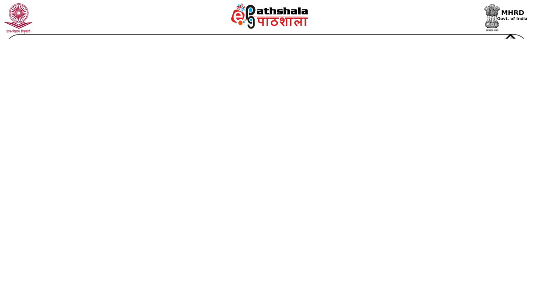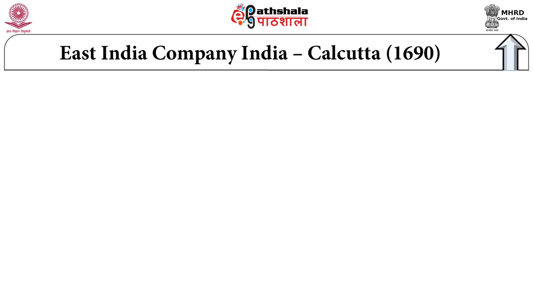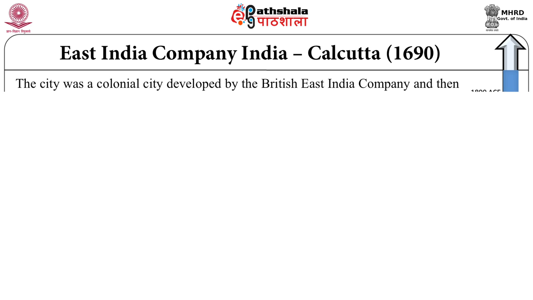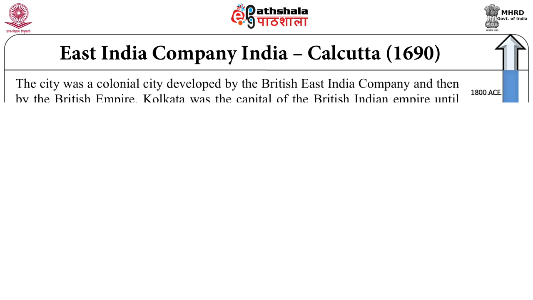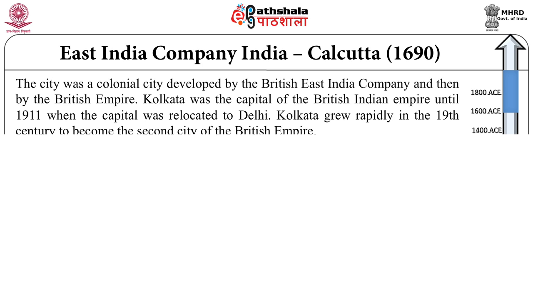Next we come to the city of Kolkata, which was Calcutta when the British East India Company was there. The city of Calcutta developed as a colonial city. It became the capital of British India. It was the capital of the British Indian Empire till 1911, before the capital was relocated to Delhi.